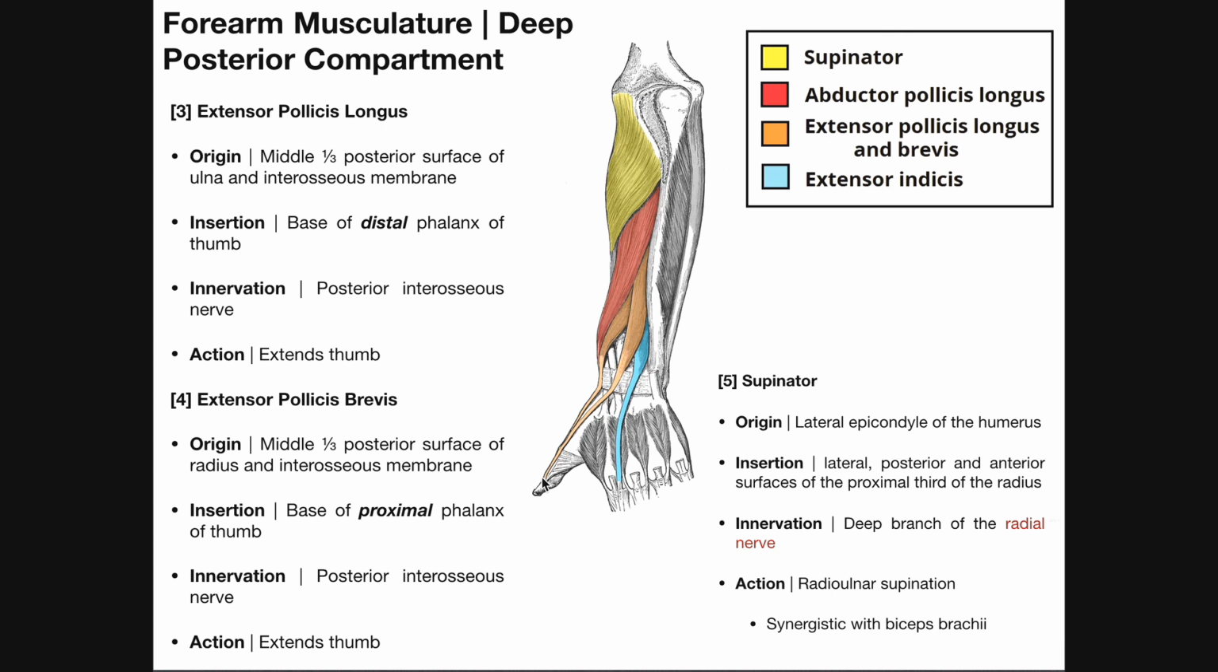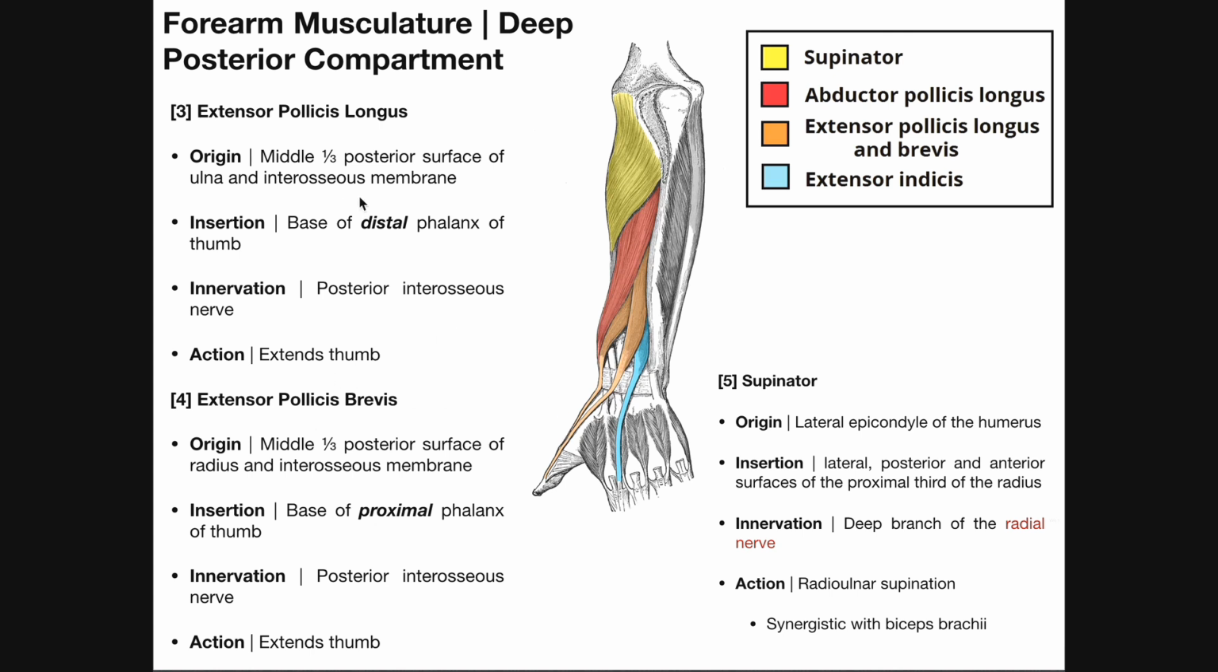But they're going to do so at different joints. For example, because extensor pollicis longus inserts on the distal phalanx, this one's going to more or less extend the thumb at the interphalangeal joint between the proximal and distal phalanx. Extensor pollicis brevis cannot actually deal with the interphalangeal joint because it's inserting on the proximal phalanx, and so its extension of the thumb is more or less going to be at the metacarpophalangeal joint. Okay, but they both collectively are going to extend the thumb.